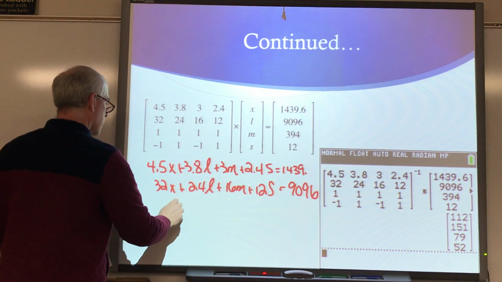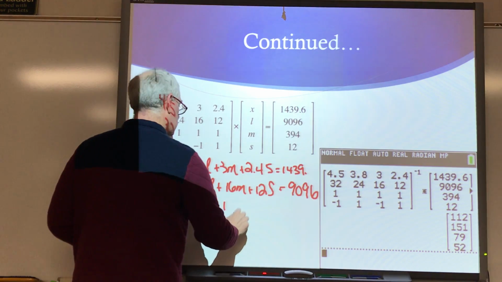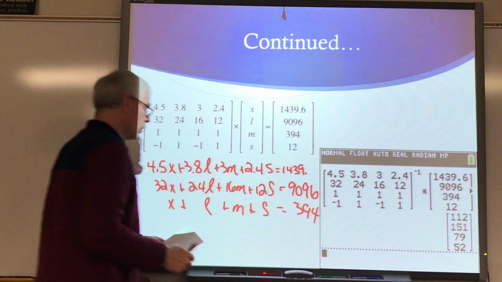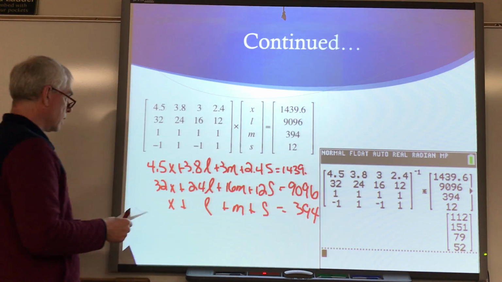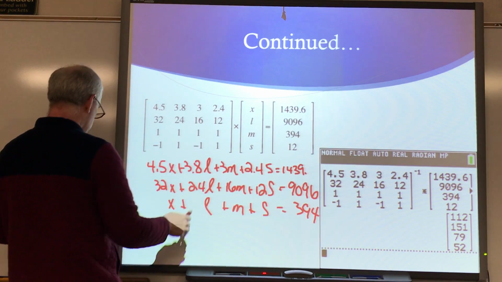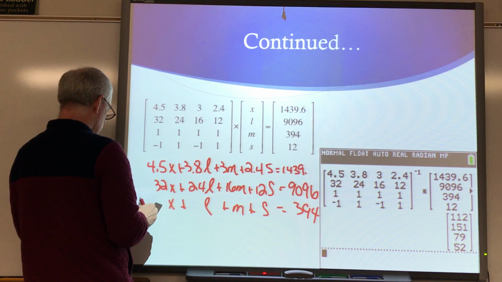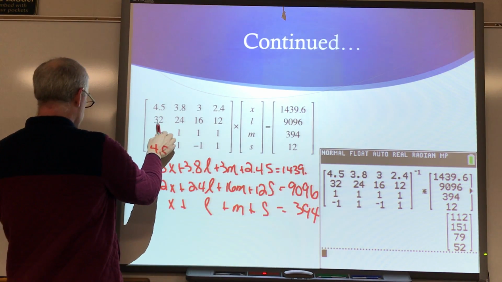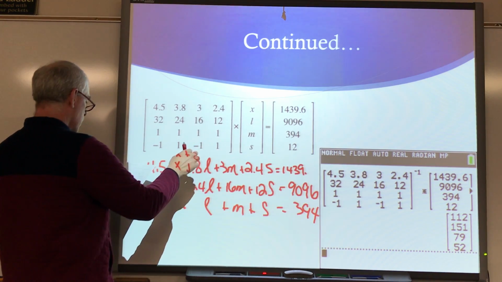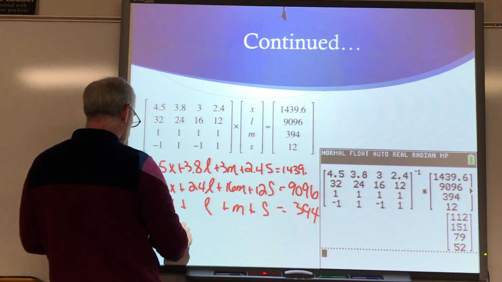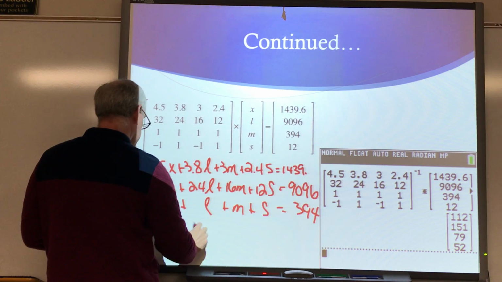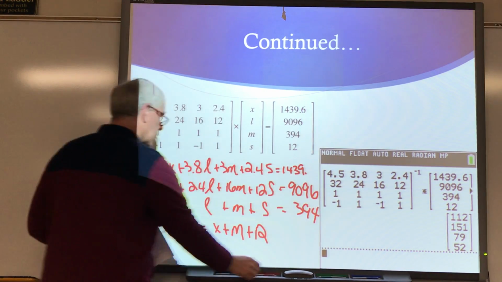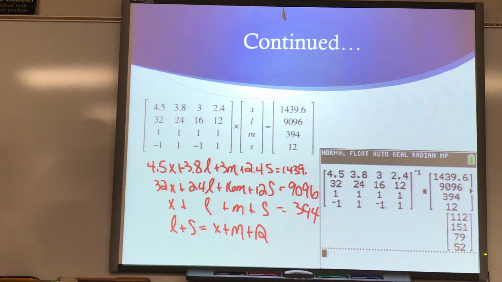Okay, and then X plus L. Now this last one was a little bit tricky. Actually, I think it said that the number of 32 ounce and the number of 16 ounce was 12 more than the other two. So you ended up with something like this. Okay, so that's the original system of equations that I set up.